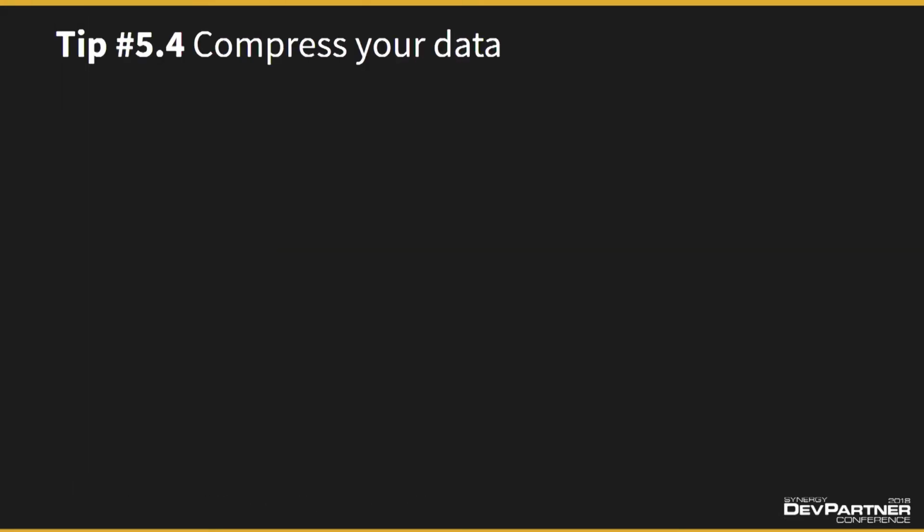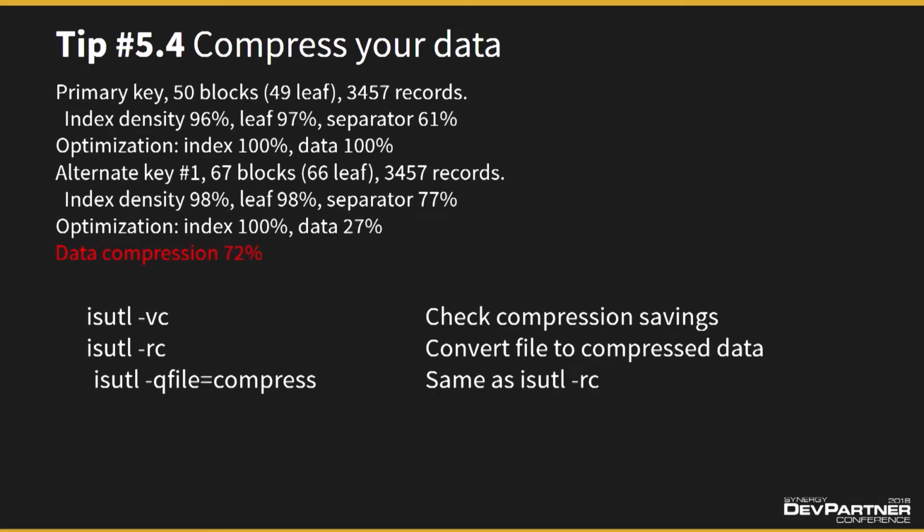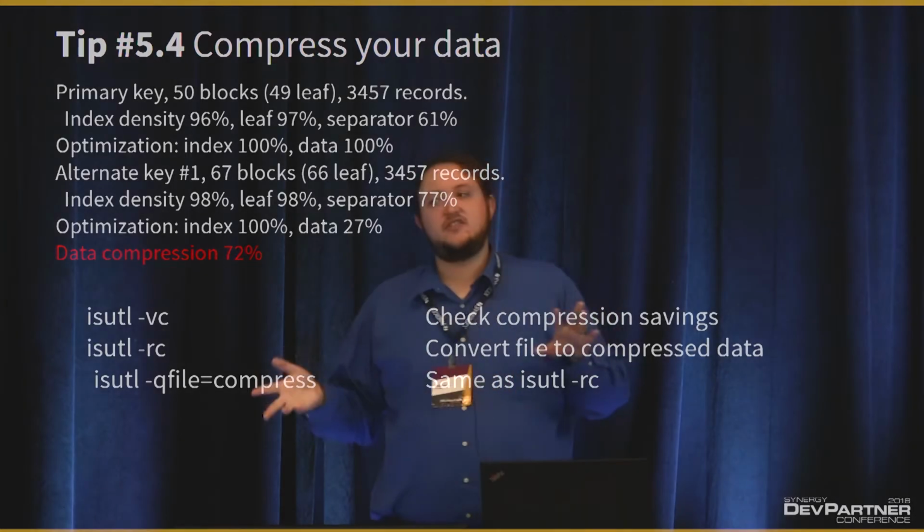Next, we're going to talk about another section, compressing your data. That's the data compression part right there. You can use ISUtil-VC to see how well compression will work for you. Compression works best if you have lots of alpha data in your files, a lot of string data. That compresses best. If you have a lot of numbers, it might not work so well, and VC is a good way to see if it's going to work for you.